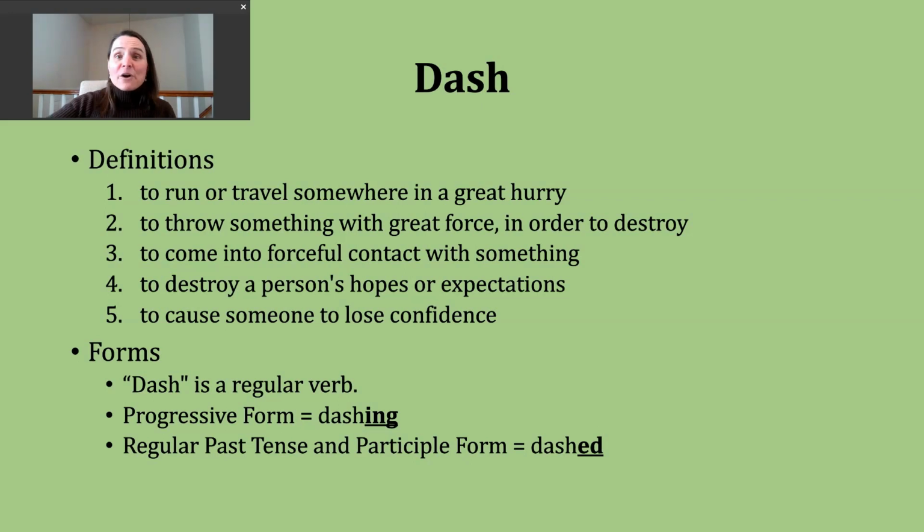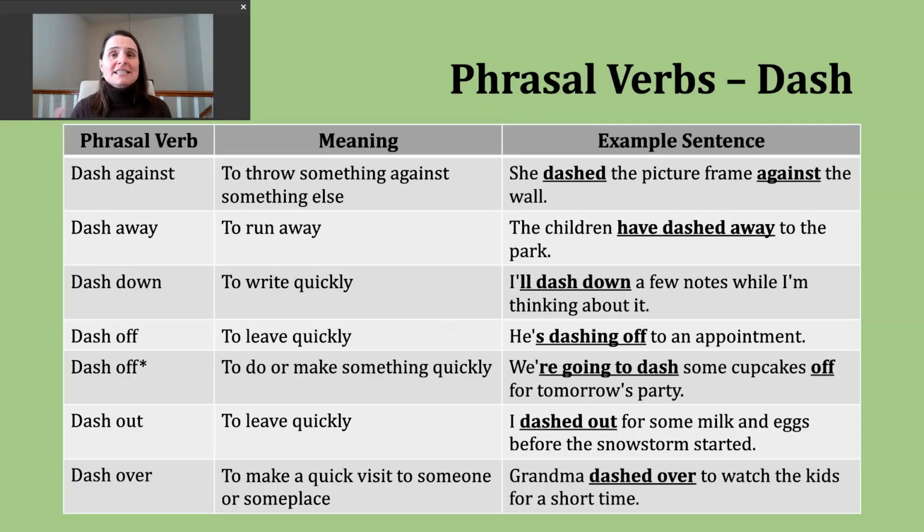Okay. Now, there are a few phrasal verbs that are used in connection to dash. Let's begin looking at some of them now. The first you might encounter is to dash against. This is going to tie back to one of our earlier definitions where we're talking about throwing something against something else. So throwing one object and having it hit or strike something else.